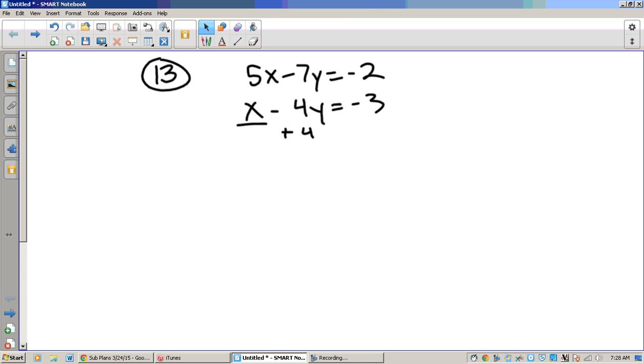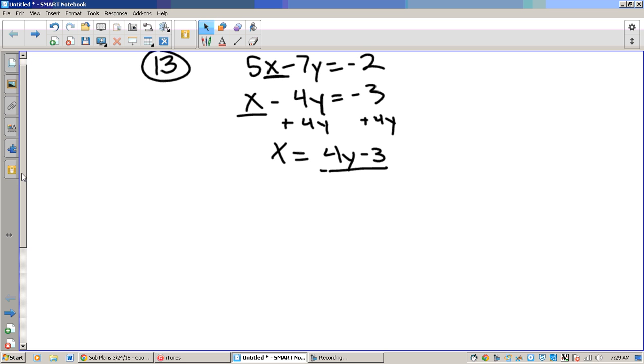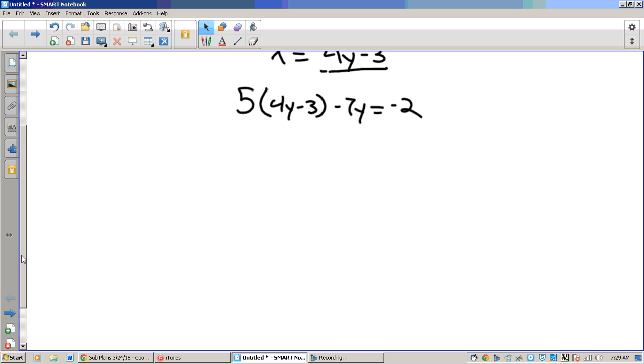So I'm going to add 4y to both sides, and that's going to leave me with x equals 4y minus 3. So now I've got one into x equals. Now I can take this part of the equation and substitute it into this x right here. And that's why it's called substitution. So I'm going to take 5, and then instead of the x, I'm going to put parentheses, 4y minus 3. And then I write everything else the same, minus 7y equals negative 2. And now I'm simply going to solve this equation.